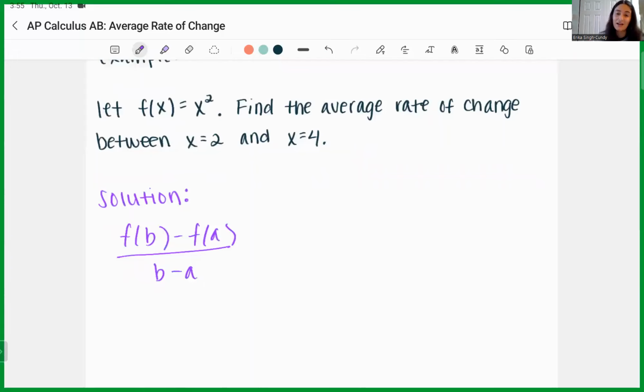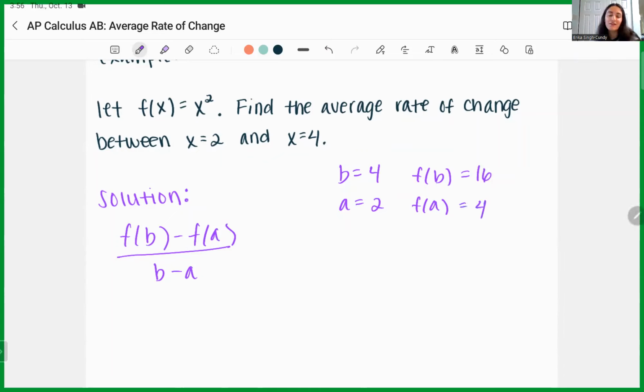So b and a are easy, right? b is the second x value, which is 4. a is the first x value, which is 2. And now we just need to know what f of b and f of a are. Well, f of b is just what you get when you plug 4 into this function x squared. If you plug 4 in, you have 4 squared, which is 16. And then f of a is what you get when you plug 2 into this function. If you plug 2 in, you have 2 squared, which is 4.